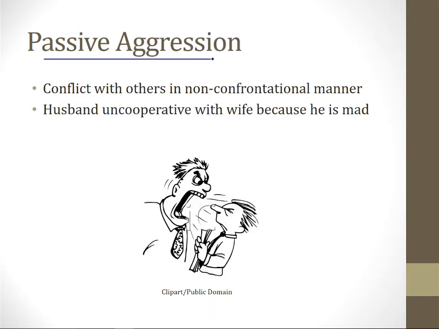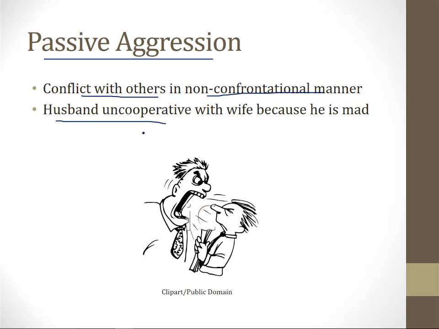Passive aggression is something most of us are familiar with. This is when a person conflicts with someone else in a non-confrontational manner. So for example, if a husband is mad at his wife, he doesn't want to say, "I'm mad at you," so instead he acts uncooperative. He is being passively aggressive. In other words, he's not directly confronting her and being aggressive. Instead, he's being aggressive in some other manner.